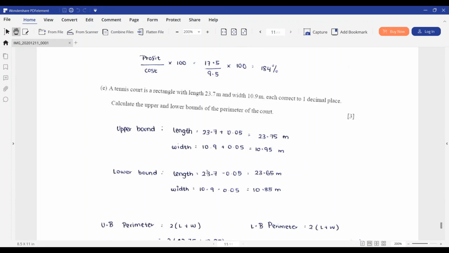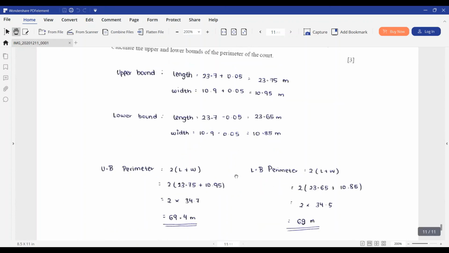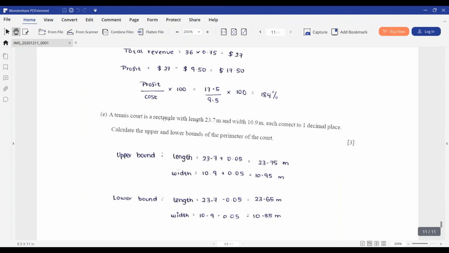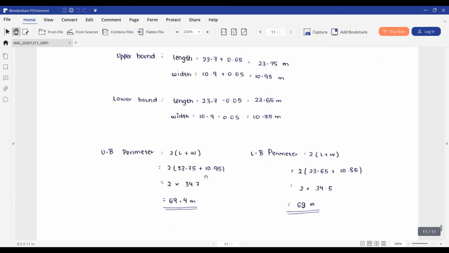Now they ask us to find the upper and lower bound perimeters. So we're going to find the upper bound perimeter first. We use the rectangle formula because they say that the tennis court is a rectangle. The formula for the perimeter of a rectangle is 2(L + W). So what is the upper bound length? 23.75. The width is 10.95. Add these two together, you should get 34.7. Take 34.7 multiplied by 2 and the upper bound perimeter should be 69.4 meters.